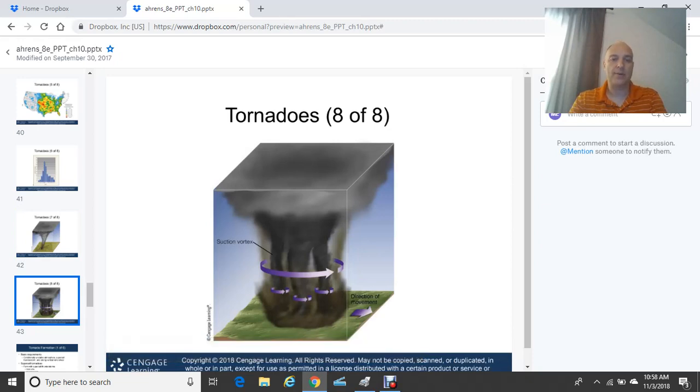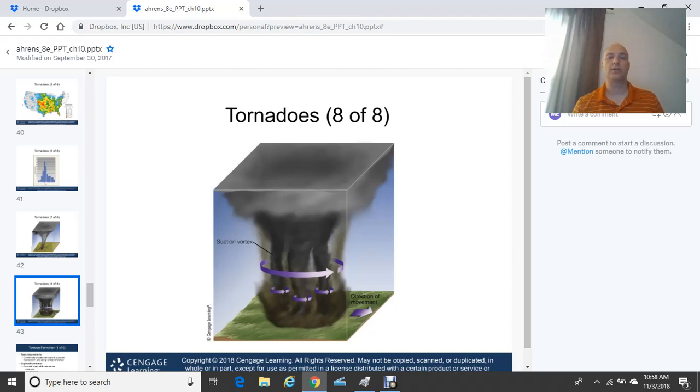Here's an example of a suction vortex. These are showing you multiple suction vortices. So you have a main tornado that is spinning, dropping down from a wall cloud. Tornadoes do drop down from wall clouds. So you have a main tornado, and then you have these spinning little mini tornadoes that are rotating around the main suction vortex, or the main tornado.